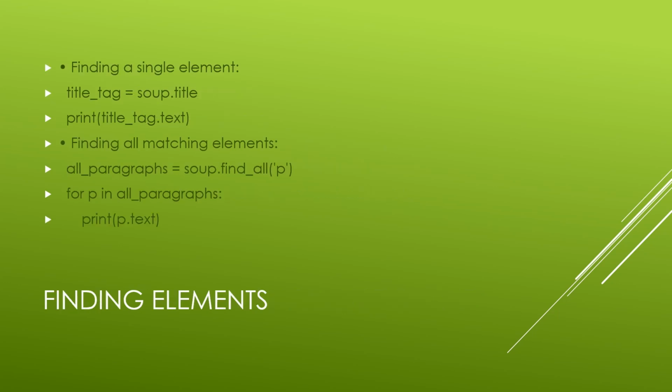Once we have the parsed HTML, we can find specific elements within it. To find a single element, we use the find method. For example, soup.title will return the title of the web page. To find multiple elements, such as all paragraphs on the page, we use findAll, which returns a list of matching tags.